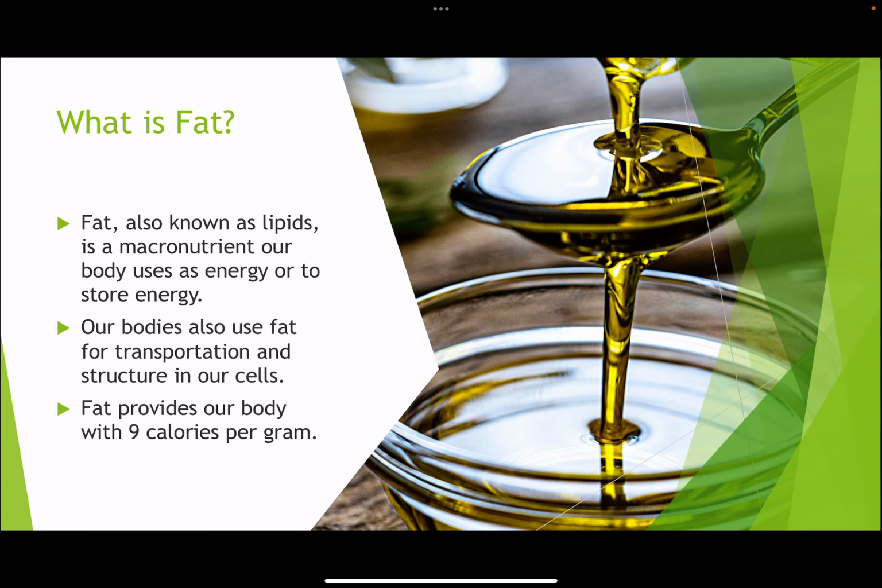What is fat? Fat is also known as a lipid. It is a macronutrient that our body uses as energy or to store energy. Our bodies also use fat for transportation or for the structure of our cells. Fats provide our body with 9 calories per gram, unlike protein and carbs, which provide 4 calories per gram.